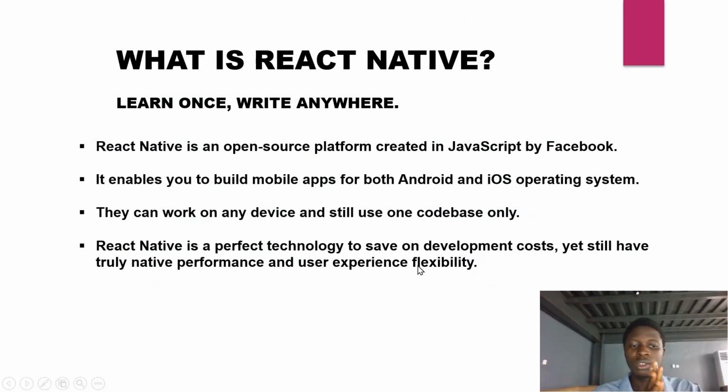So the second explanation says it enables you to build mobile apps for both Android and iOS operating systems. I've explained that already. The third one says they can work on any device and still use one code base only. So they are making use of a cross-platform language like React Native. You can make use of both the Android device and the iOS device and some other operating systems. So React Native is a perfect technology to save development cost, yet still have truly native performance and user experience.